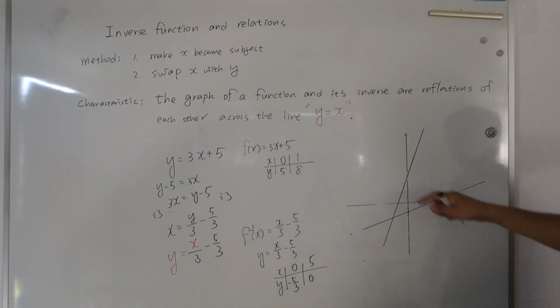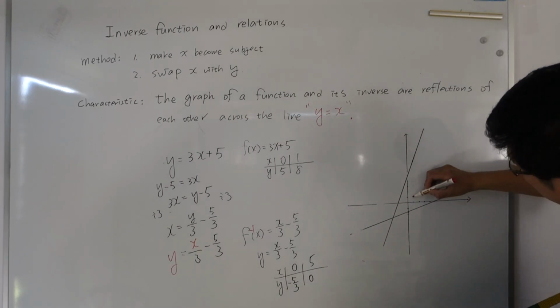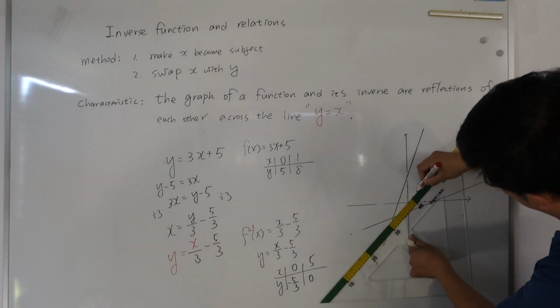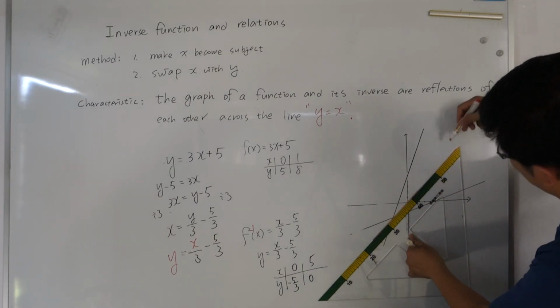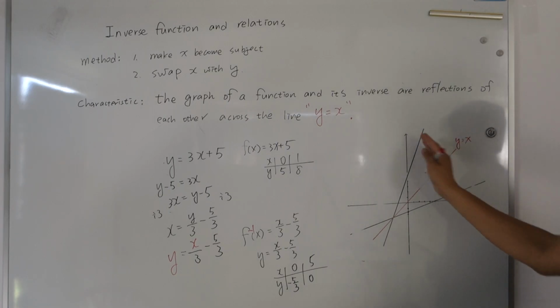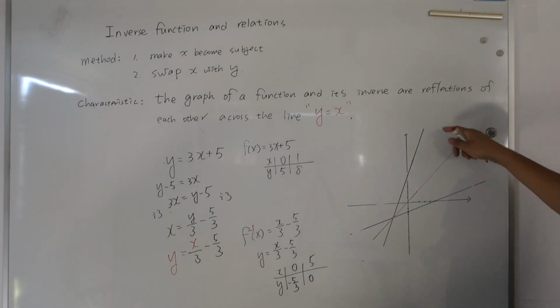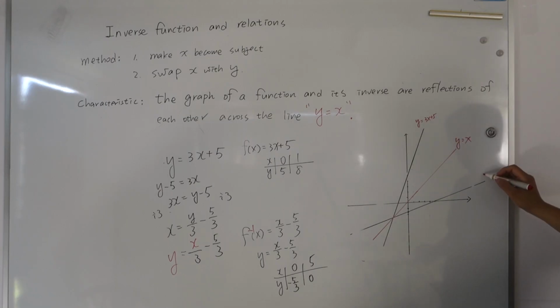Okay, now we try to draw the line y equal to x. Do you find that? It's very beautiful. This one and this one depend on y equal to x and reflect. Right? If you reflect this one, it will become this line. This is y equal to 3x plus 5, and then this one is y equal to x over 3 minus 5 over 3.